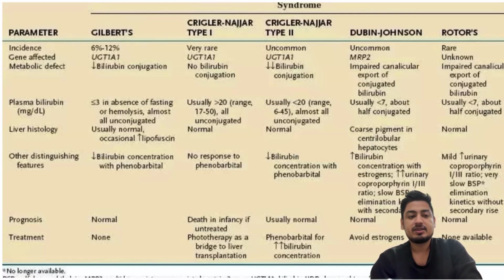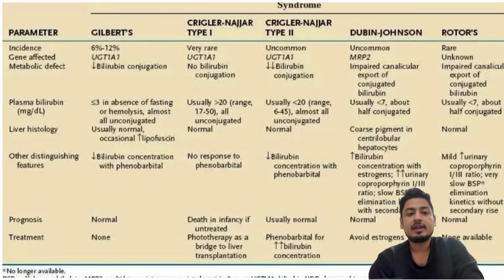Now we'll discuss today about inherited hyperbilirubinemia syndromes. So we have these four syndromes and a lot of questions have been asked on each of them. So we have to learn about each of them by heart. Now, we can broadly divide them into the syndromes which lead to an increase in unconjugated bilirubin and the syndromes which lead to an increase in conjugated bilirubin.